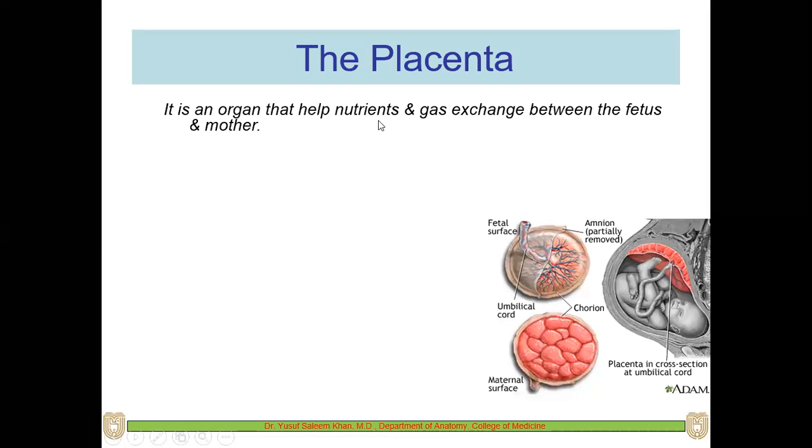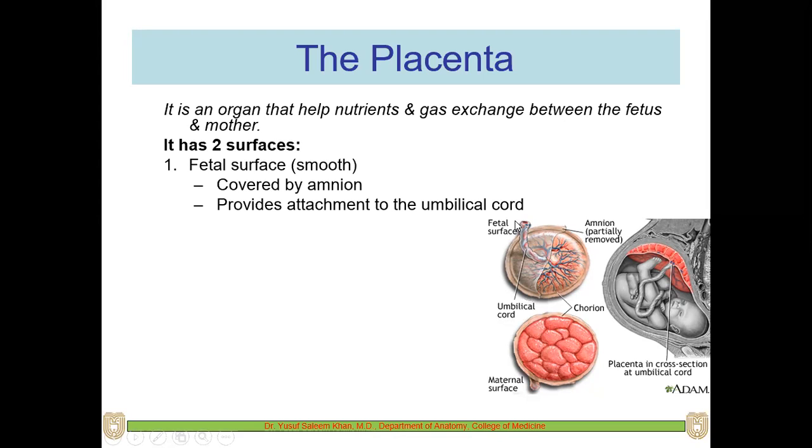So it is an organ that helps in nutrition and gas exchange between the fetus and the mother. It is the only connection between the mother and the fetus. It has two surfaces, as you can see here. If you take out this placenta, this is how it looks. Okay, so it has two surfaces.